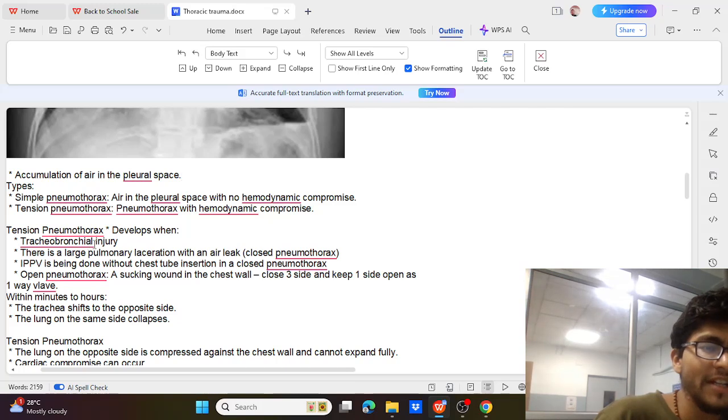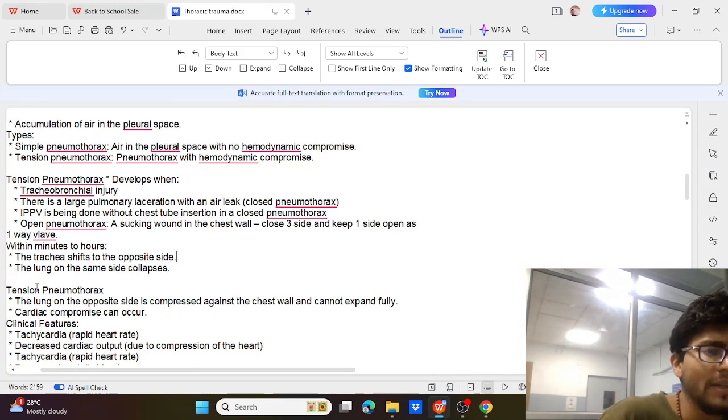Tension pneumothorax can develop in a tracheobronchial injury, or if there is a large pulmonary laceration with air leak, that is a closed pneumothorax, or if IPPV is being done without chest tube insertion in a closed pneumothorax, or in an open pneumothorax where there is a wound in the chest wall. To protect this wound we should keep it closed on three sides and keep one side open as a valve. That was the part of management for open pneumothorax apart from putting a chest tube.